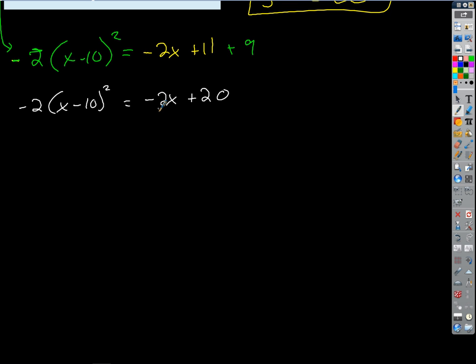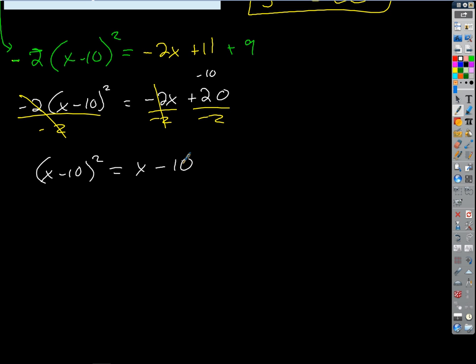Negative 2 is better. So if I divide each side through by negative 2, on the right side, that's the same thing as dividing each term by negative 2, right? So the negative 2's cancel. What a great idea. That helped. Look what we end up getting. The negative 2's cancel there. And then over here, we're going to get, let's see, what are we going to get? 20 divided by negative 2 is we're just going to get a negative 10, aren't we? Right? So we end up with x minus 10 squared equals x minus 10. How about that?